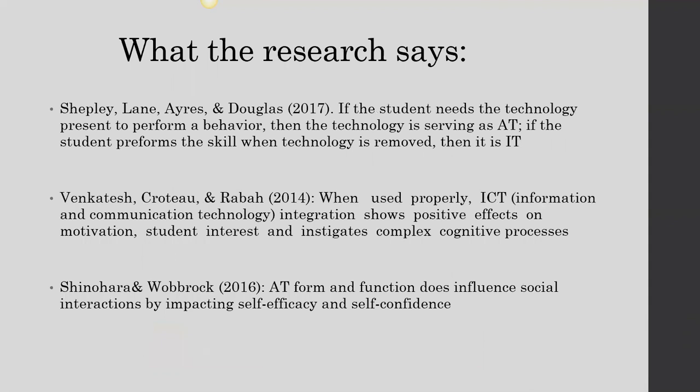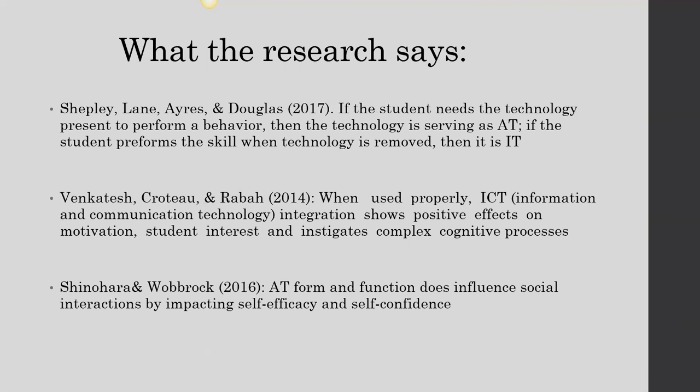A lot of different citations that I use throughout my writing, and here are some of those. If a student needs technology to perform a behavior, then the technology is AT. If the student performs the skill when the technology is removed, then it's IT. And that would be the way to differentiate between assistive technology and instructional technology.